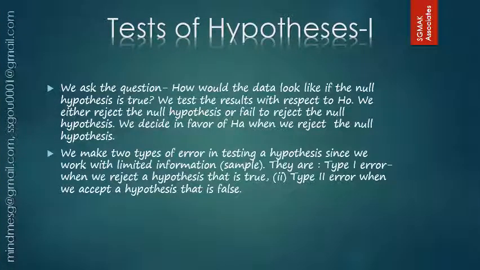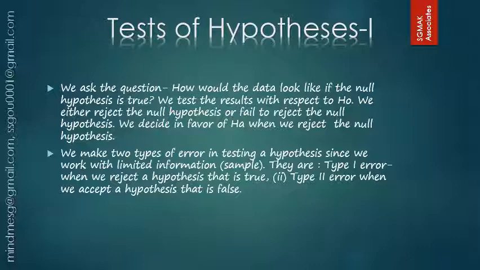We ask the basic question, how would the data look like if the null hypothesis is true? We test the results with respect to the null. We either reject the null hypothesis or we fail to reject the null hypothesis. We decide in favor of alternate hypothesis when we reject the null.